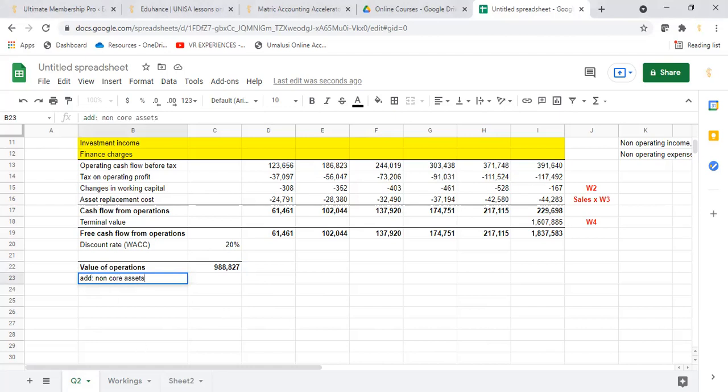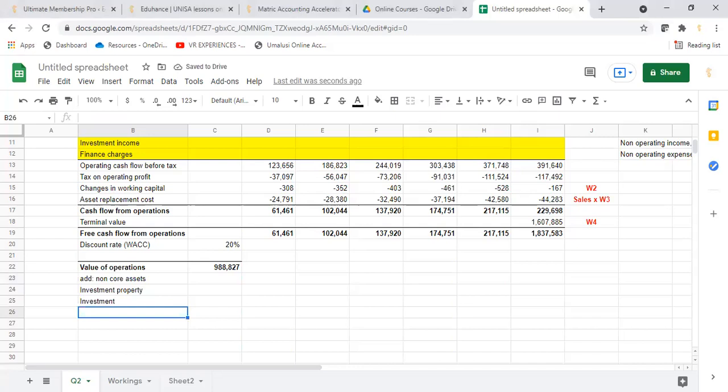non-core assets. So let's go to the balance sheet so you can see how I get my non-core assets. If I go to my balance sheet, I already used PPE. So PPE has already been taken into account. Then we have investment property, investment, and deferred tax assets. Remember, deferred tax asset is a non-cash flow, so we exclude that. So it's just investment property and investment. Okay, so we're going to say investment property. We're going to say investment.